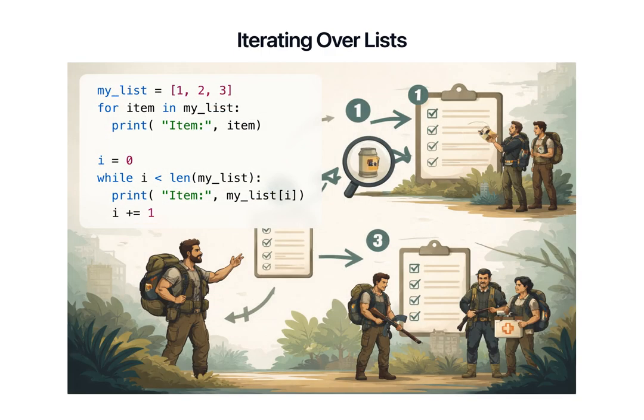Loops are used to iterate over lists, allowing each element to be processed systematically. Both for and while loops are commonly employed for this purpose.